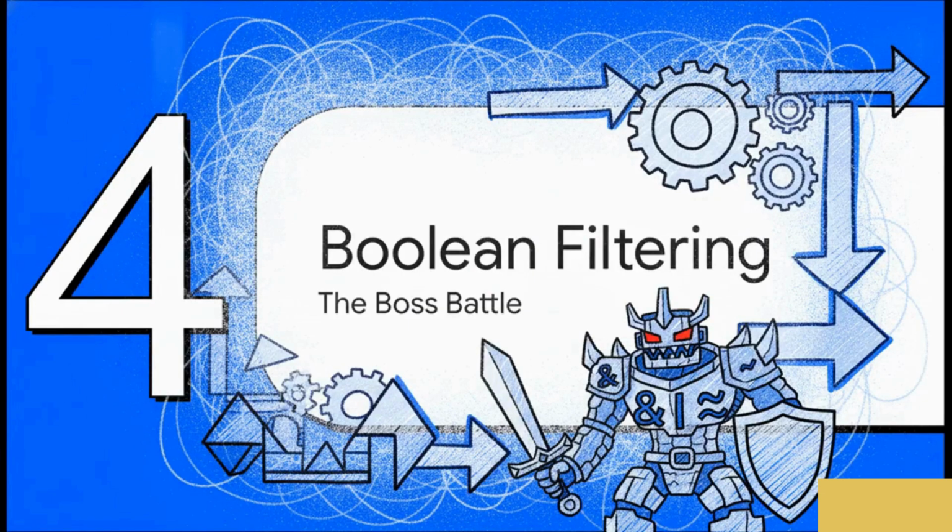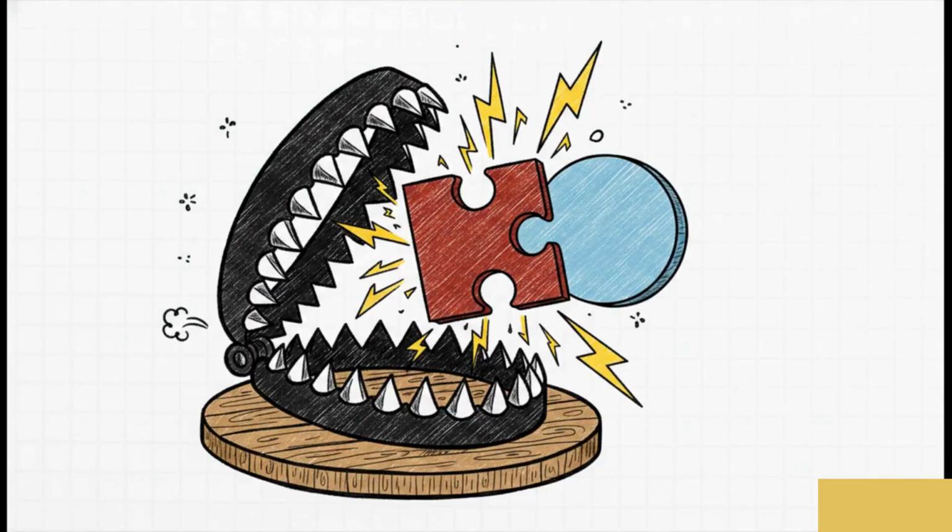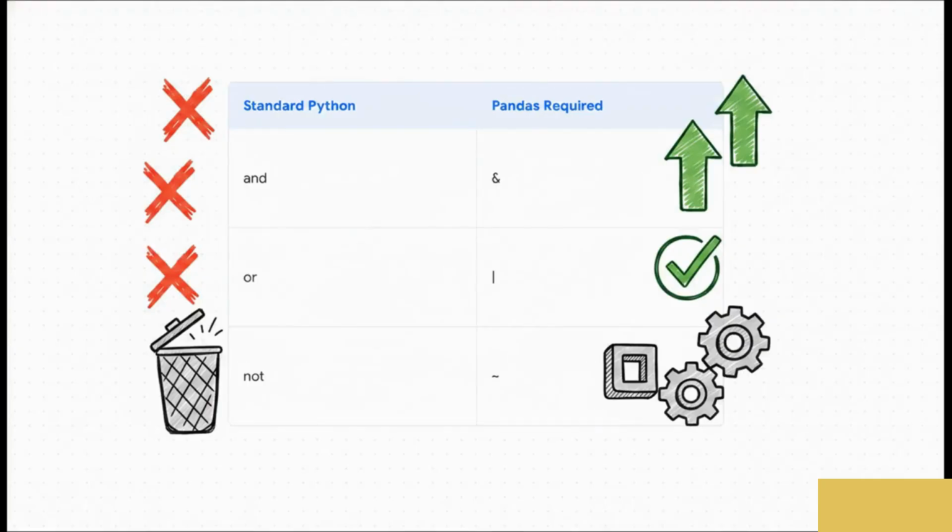Which brings us to part 4, mastering Boolean filtering. This right here is the boss battle. There is a trap here that catches almost everyone, and we call it the Boolean trap. A super common mistake is trying to use standard Python and or keywords directly inside a Pandas Boolean filter. It feels totally natural because, well, that's how we write regular Python code. But doing this in Pandas, it will instantly crash your query. So let's map out exactly what Pandas demands from you instead.